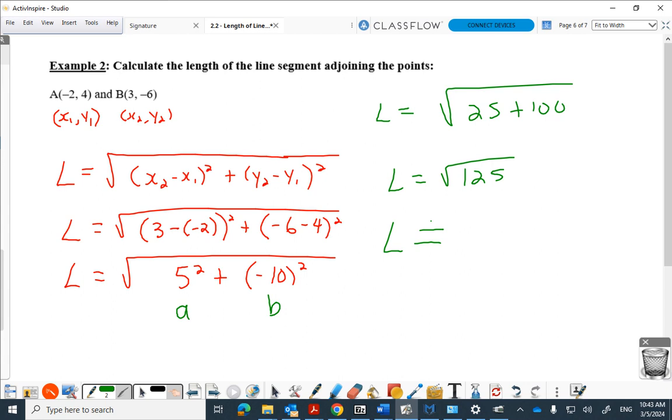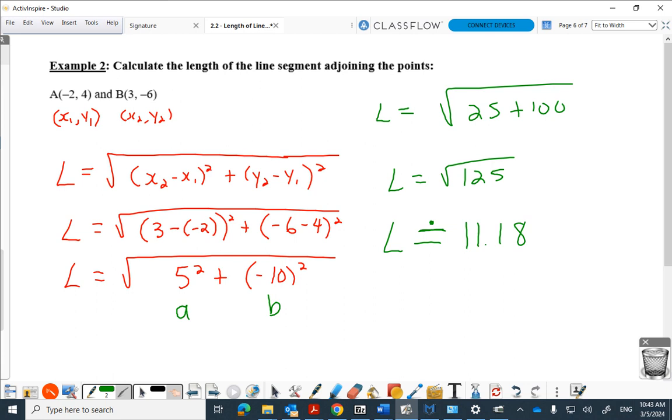Square root 125, I get 11.18. Usually in this class we'll do one decimal place, but I did 2 just so when you type it in, you can look at it and go, I agree. I also got 11.18. And I put a little dot. Did you see me put the dot over top of it? Did you do that in grade 9? Little dot over top tells me I rounded off.